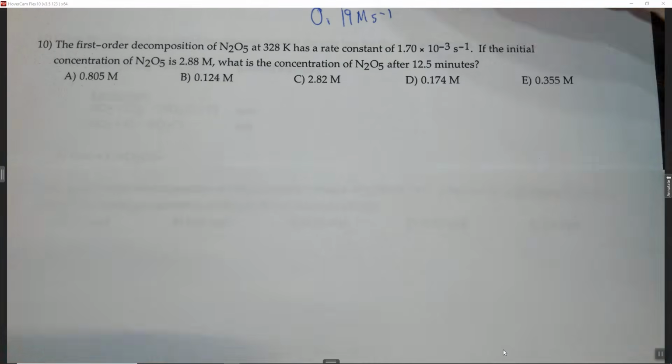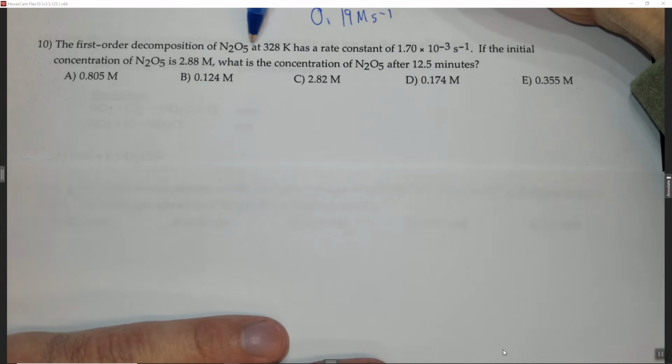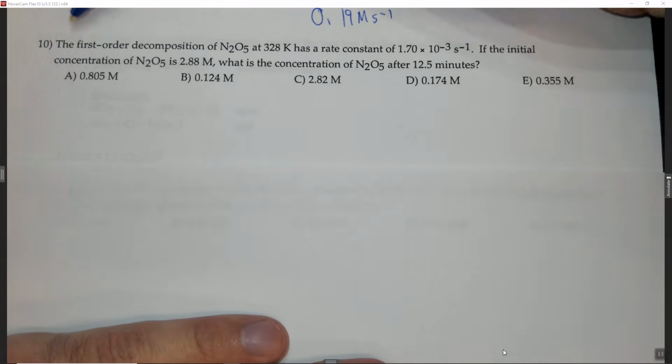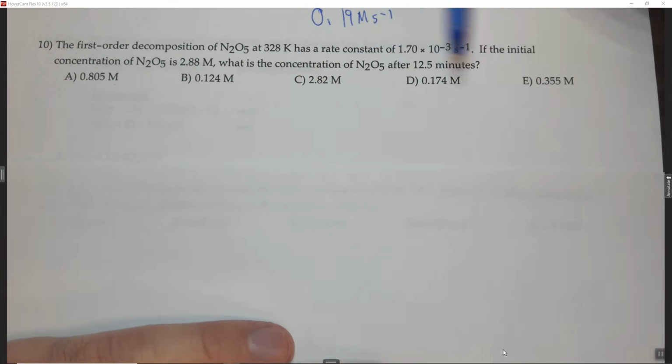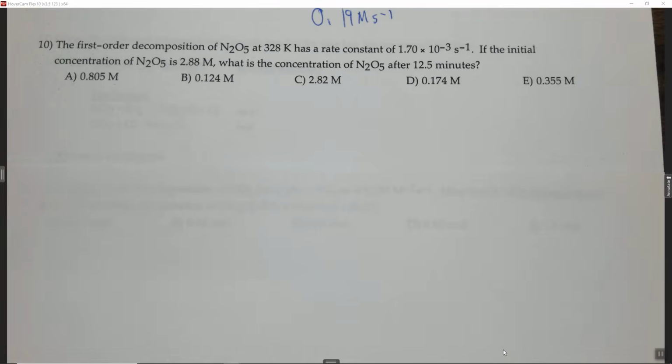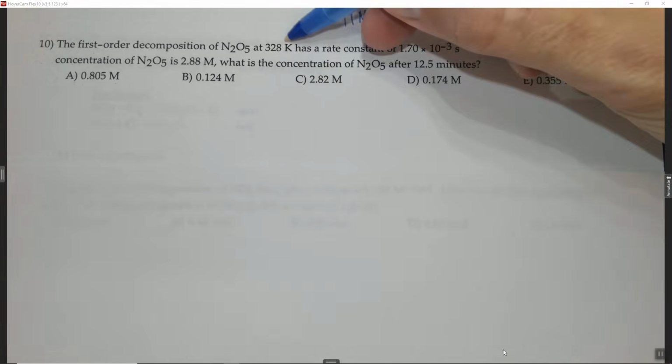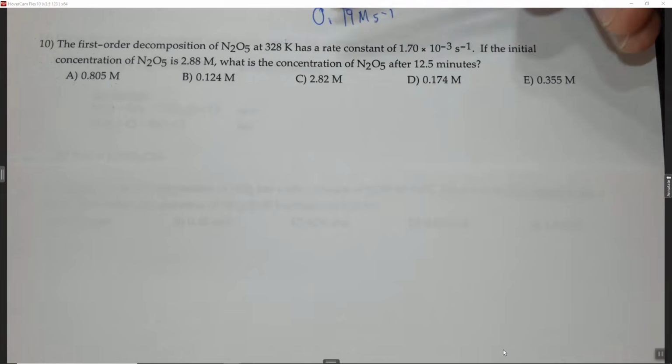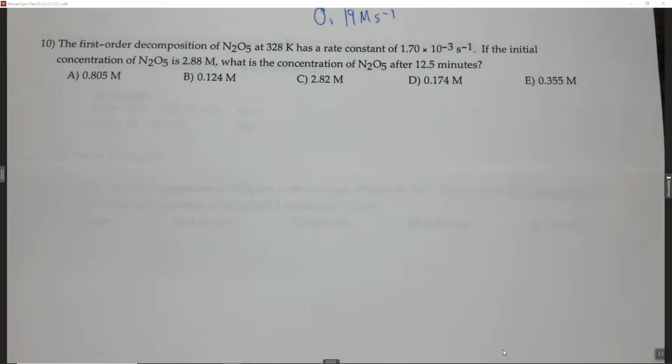All right, question 10 says, the first order decomposition of N2O5 at 328 K has a rate constant of this. If the initial concentration is 2.88 molar, what is the concentration after 12.5 minutes? All right, this is a little bit tricky. First things first, we don't need the temperature. That doesn't matter. I mean, it matters because it'll change if you change the temperature, but this one's at constant temperature, so we can basically just ignore that.